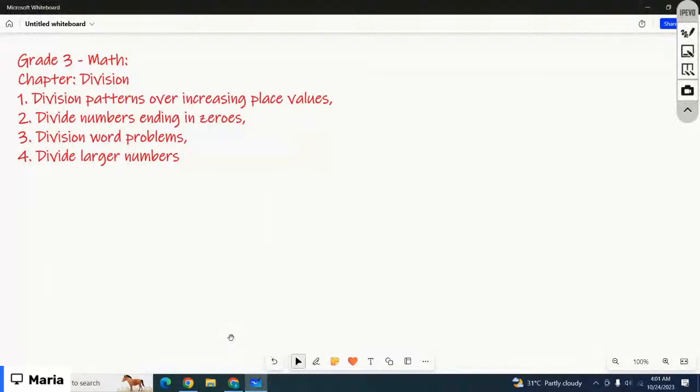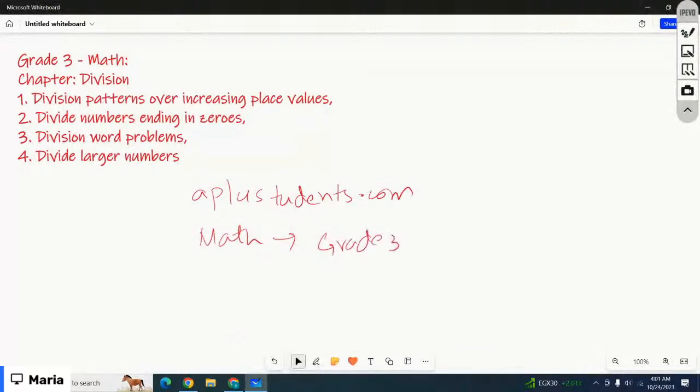We are here for grade 3 math. You can find all the lessons on aplusstudents.com. You have to log in there using your email address and password as provided by the administrator. Then select math from the subject tab, scroll down to grade 3 and click on view all lessons. There you can find a list of the chapters.